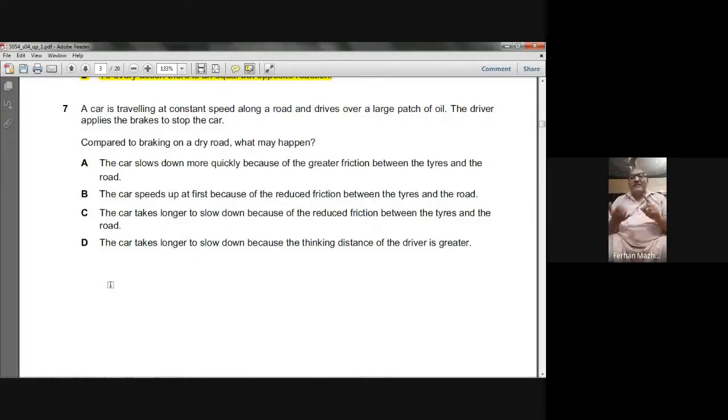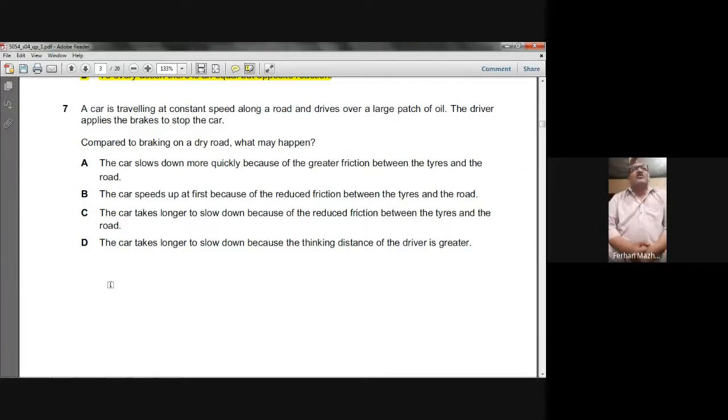You see, when there is oil on the road, the oil will be acting as a lubricant between the surface of the tire and the road. So the friction between the tire and the road will reduce due to the oil. So the deceleration value will be less. So the braking distance will become longer.